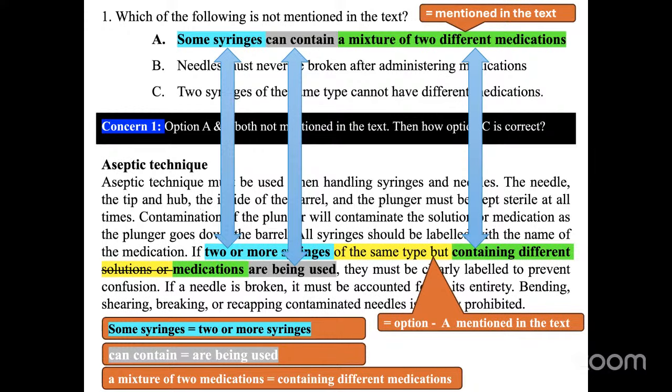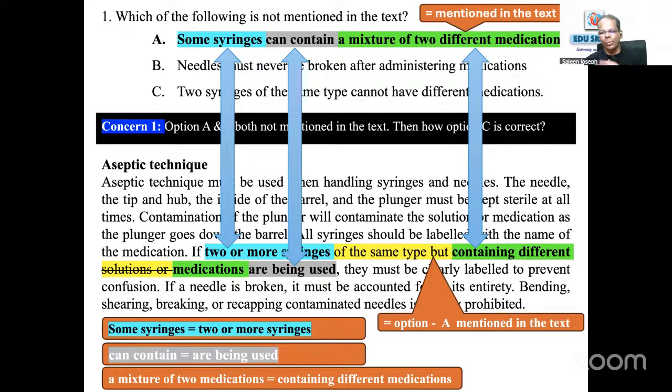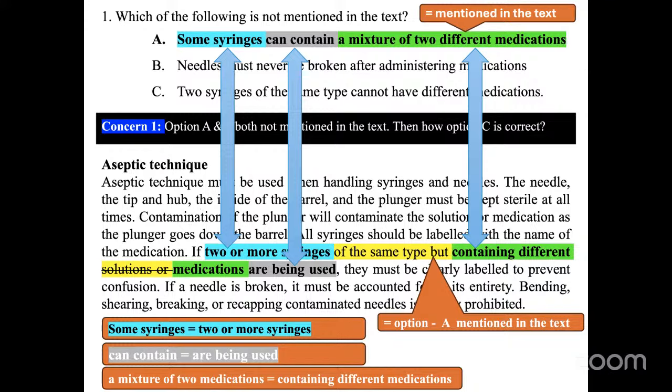C will never be mentioned. Two syringes of the same type cannot have different medication. That is the opposite of A. If it is mentioned that you can have a mixture of two different medications, then the opposite, that you cannot have, is not mentioned. Opposite, right? So that must be the answer.